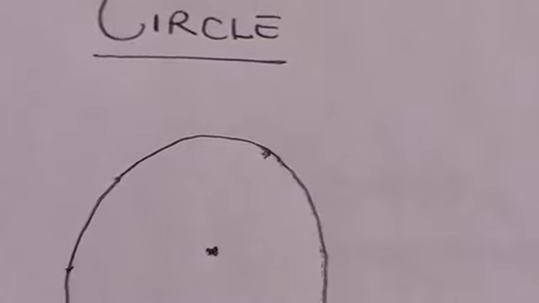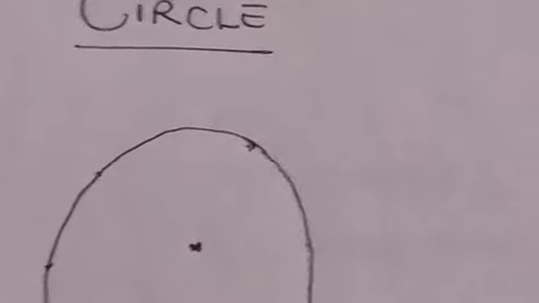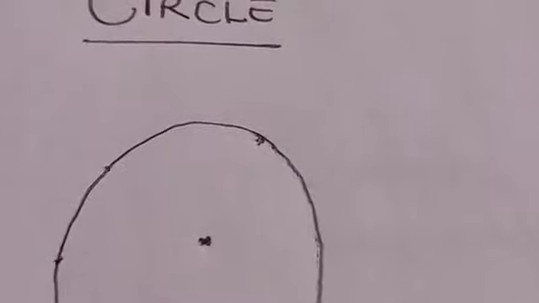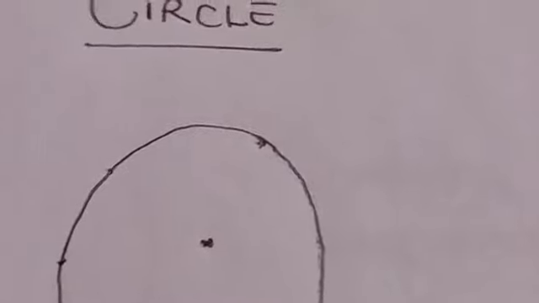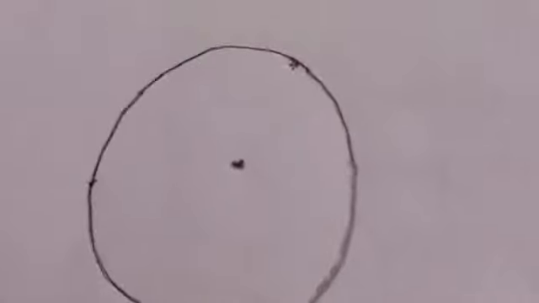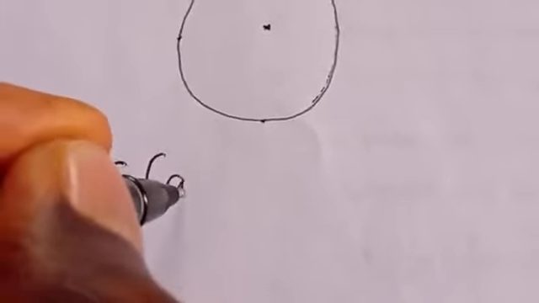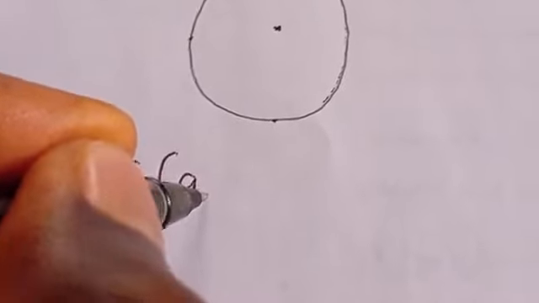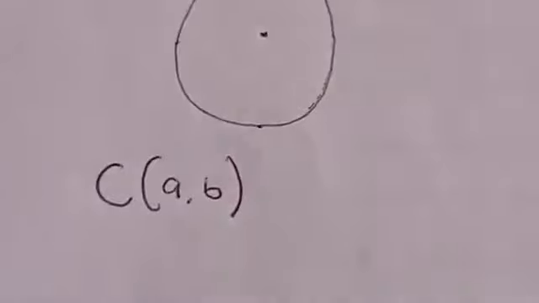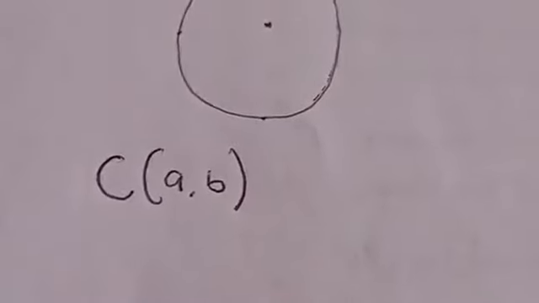That is a circle. Now, if we want to represent this in a two-dimensional coordinate form, let C be the center of the circle. Remember, in a coordinate system you have the x-axis and the y-axis. So if C is the center of the circle, you have A representing the x coordinate, known as the abscissa, then you have B representing the y coordinate, which is the ordinate.